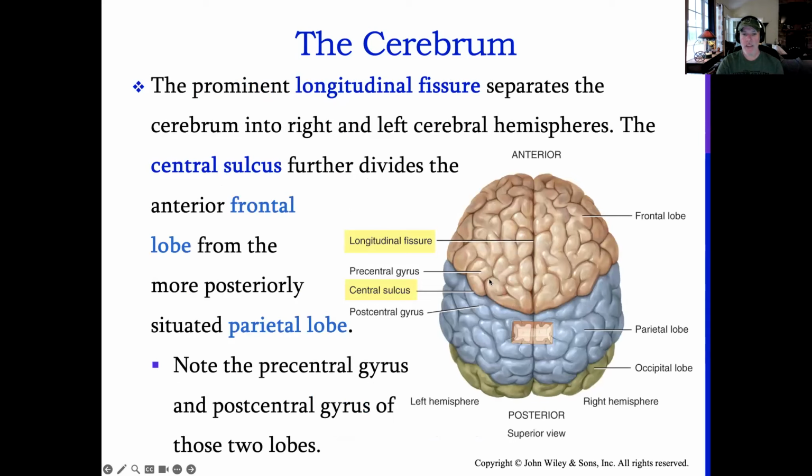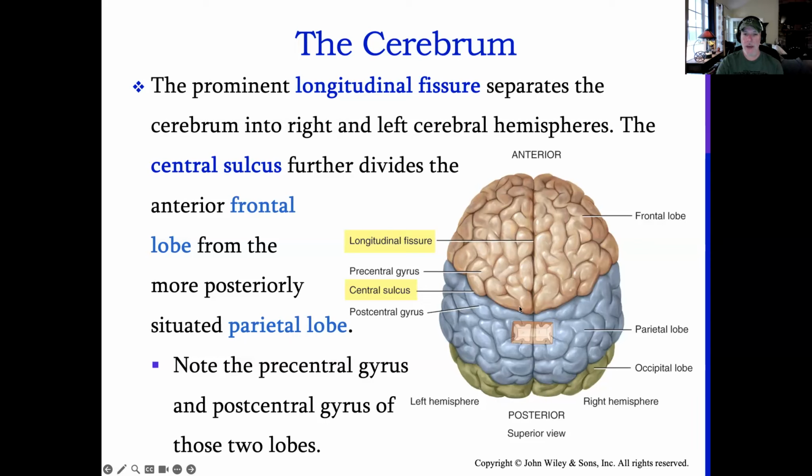Just on the front side of the central sulcus, we have this ridge of brain matter. All of the ridges are referred to as gyri, singularly a gyrus. All the depressions are called sulci, singularly a sulcus. So this particular sulcus is the central sulcus, and that separates the frontal from the parietal lobes.